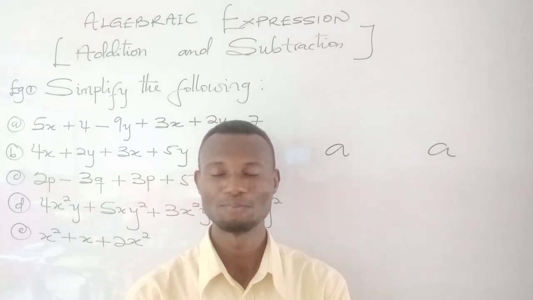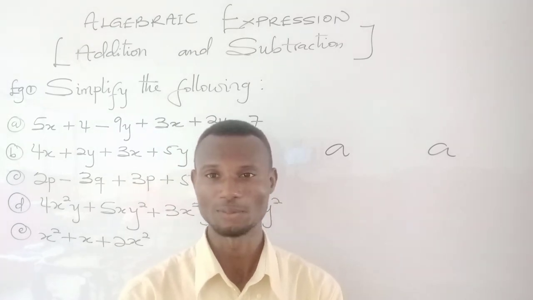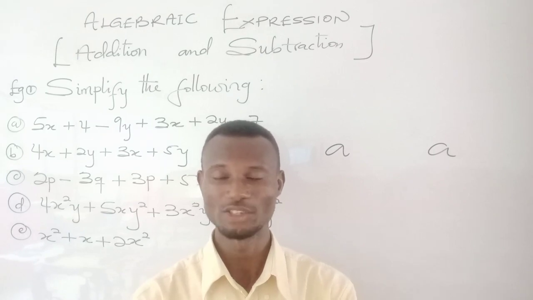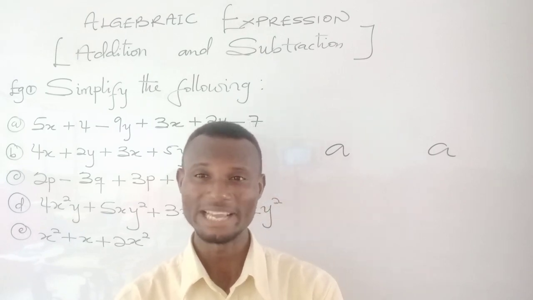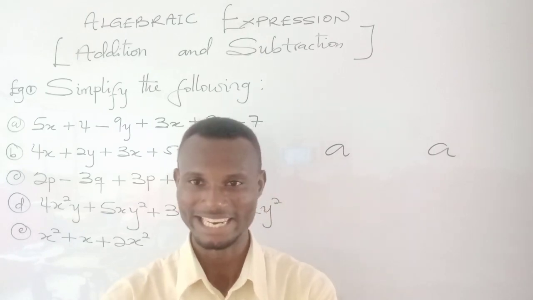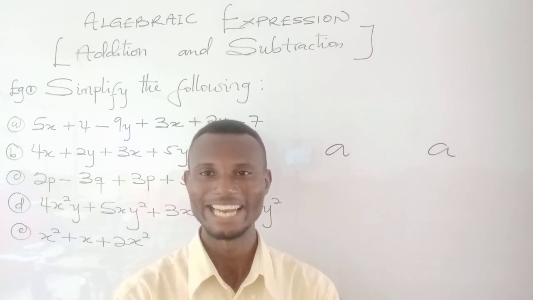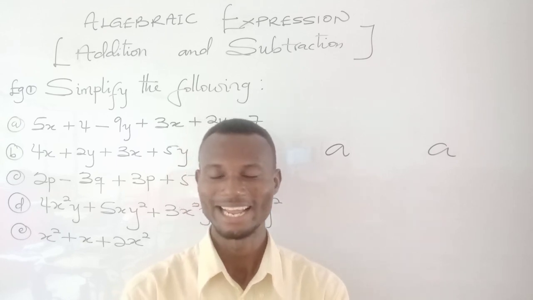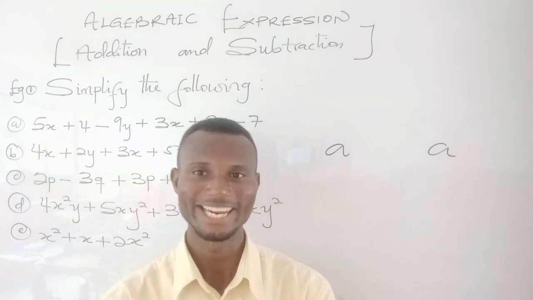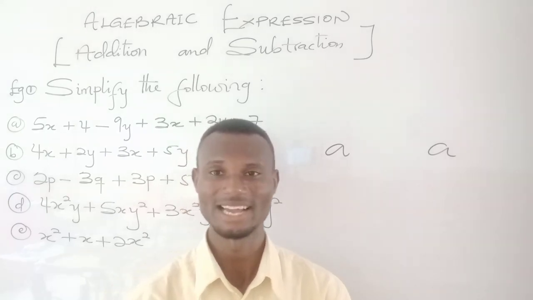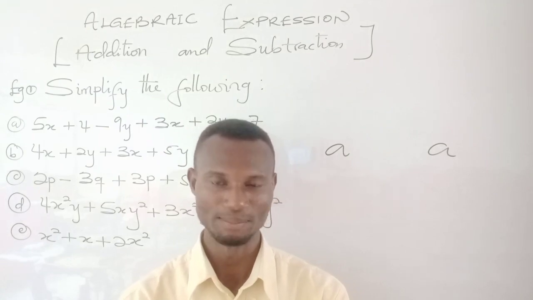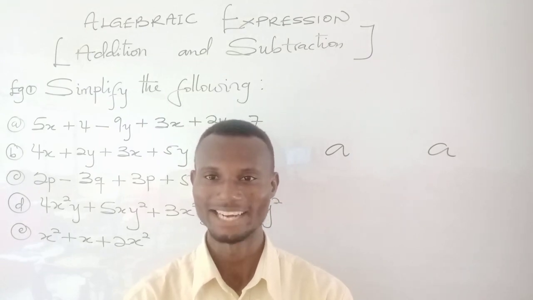So anytime you want to add or subtract algebraic expressions, the variables need to be of the same kind and of the same nature, and that is like terms. We can only add and subtract like terms. What it means is that if the variables are not like terms, you cannot add or subtract them.